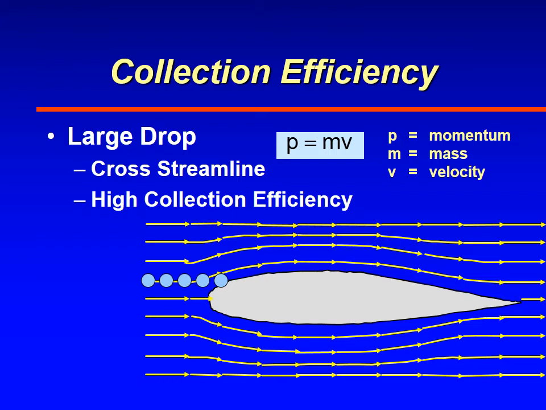Even though the airflow diverges around the wing, those droplets don't really follow those streamlines. Instead, they cross the streamlines and strike the wing or the airfoil. As a result, they have a high collection efficiency.